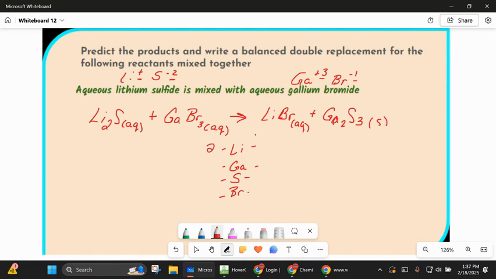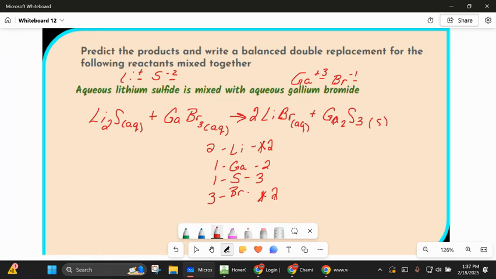2 Li's, 1 on the product side. 1 Ga, 2 on the product side. 1 sulfur, 3 on the product side. 3 Brs, 1 on the product side. Now I'm going to start balancing. I don't care what you start with, ladies and gentlemen. Okay? I don't care what you start with. I'm going to start with lithium. I'm going to put a 2 in front here, get it balanced, but now that only gave me 2 bromine. I know that's going to be a problem.